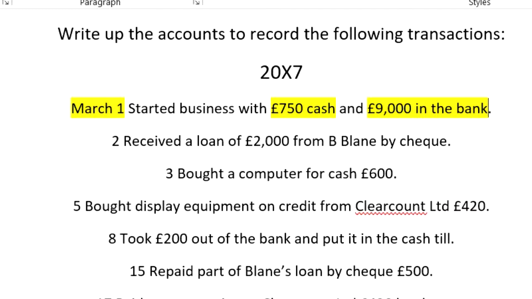Now, there are two ways of writing this transaction. You can divide it, like first write cash, 750 debit. Then write capital, credit 750. And then you can write another transaction with bank, 9,000 debit, capital 9,000 credit, or you can just write them together. Over here I am writing it together, but it's totally up to you how you want to write it. You can write it separately, you can write it together as well.